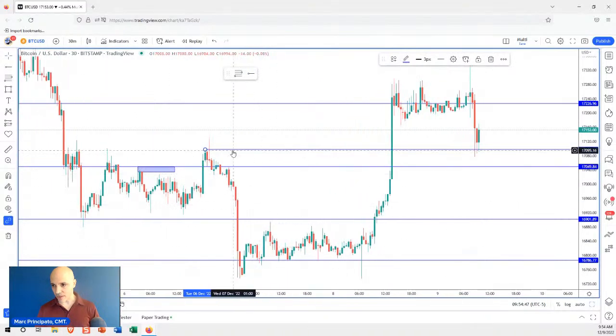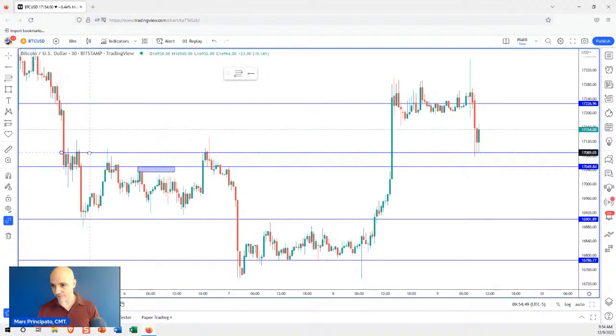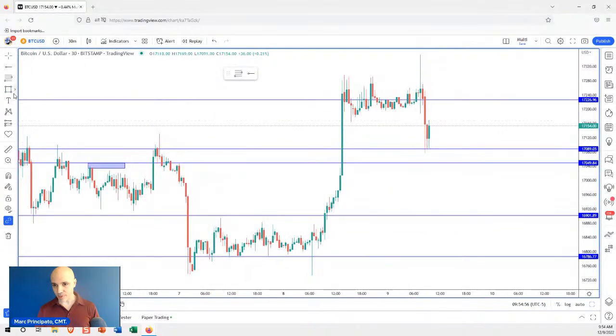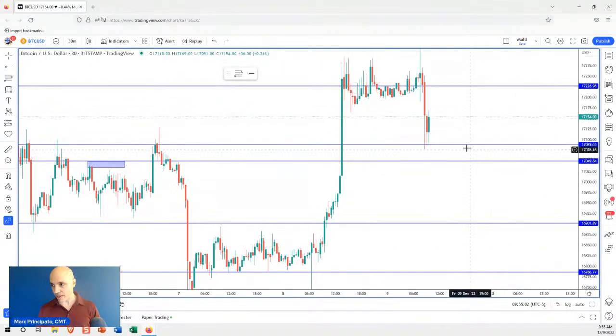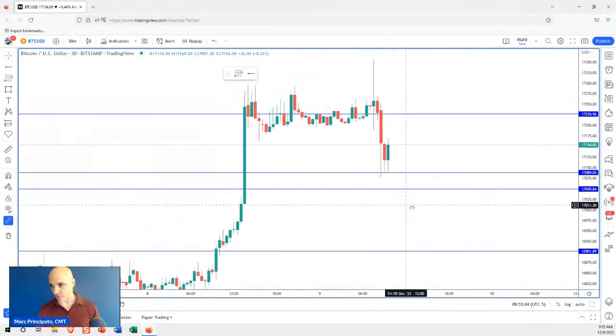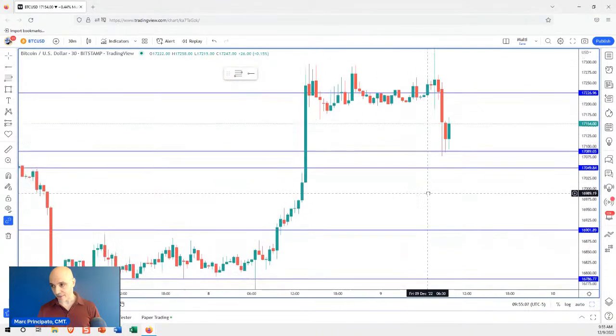It touched this level a number of times previously as a resistance. This was an extreme resistance area back here, okay? As you can see now, it's acting as a support. Look at the tails touching that level and acting as a support, and we have an inside bar as a result. So people are buying there.